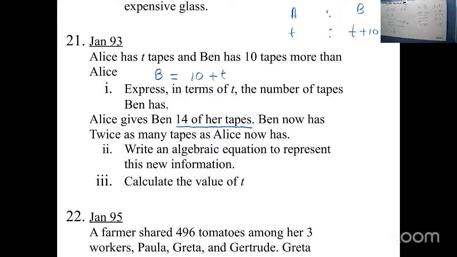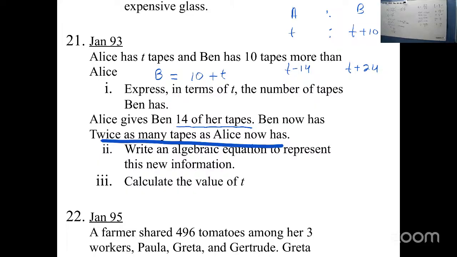Okay, so how much does Alice have now? T minus 14. How much does Ben have now? T plus how much? 24, right? T plus 24. Ben has T plus 24. But what did they say about that? Ben now has twice as many as Alice.